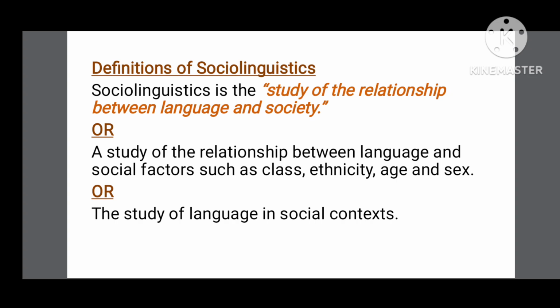Sociolinguistics studies how language affects society as well as how society affects language, why people of the same area speak different dialects or different accents, and how people use language to perform different functions.